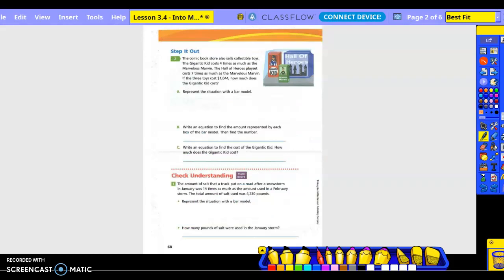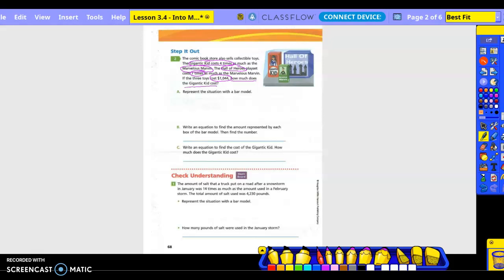Step it out, number 2. The comic book store also sold collectible toys. The Gigantic Kid cost 4 times as much as the Marvelous Marvin. The Hall of Heroes playset cost 7 times as much as the Marvelous Marvin. If the 3 toys cost $1,044, how much does the Gigantic Kid cost? So Gigantic Kid is 4 times. Marvelous Marvin is only going to be what? 1 box, right? Hall of Heroes is 7 times as much as the Marvelous Marvin, and then the total cost is.